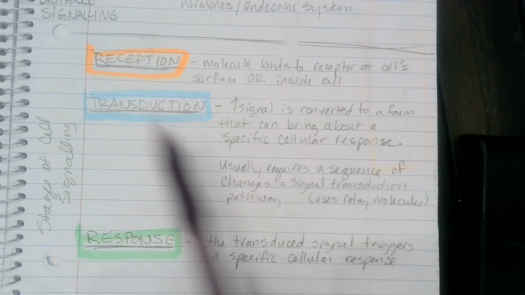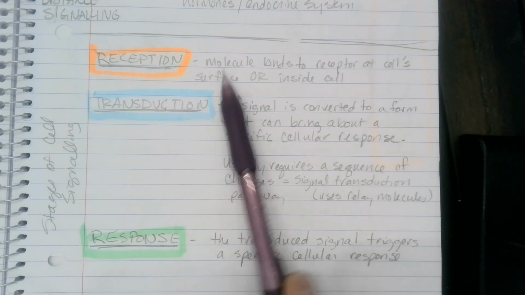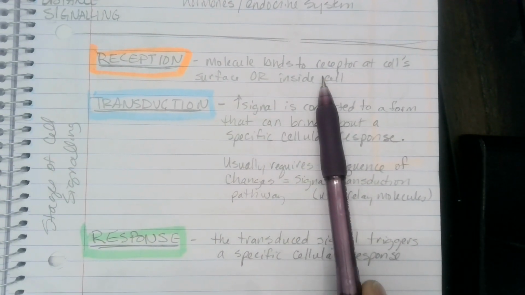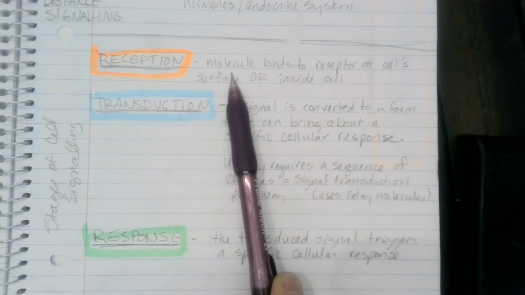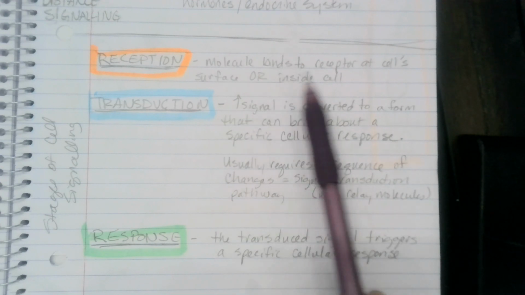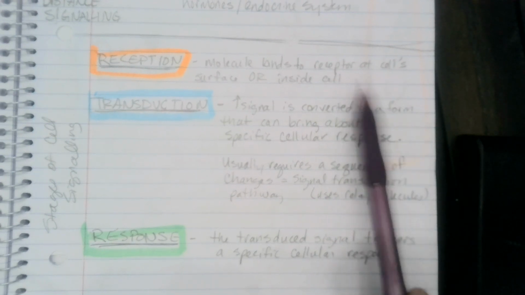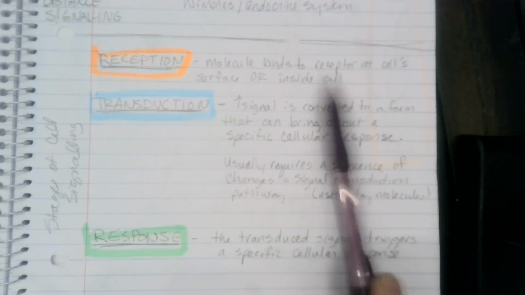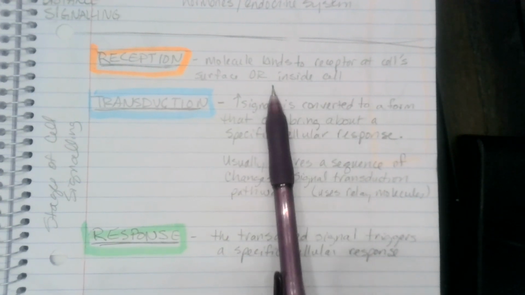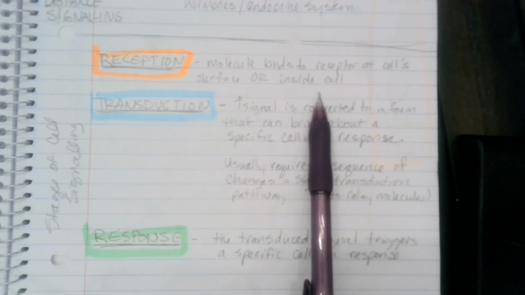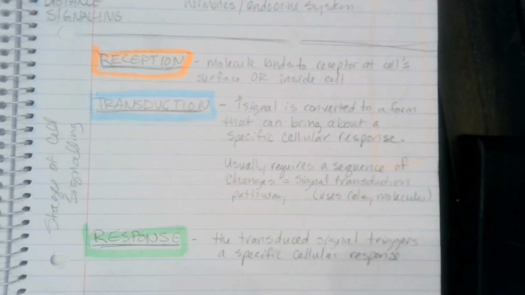In reception, a molecule binds to a receptor at the cell's surface or inside the cell. It depends on what kind of ligand it is. Some ligands are only going to be outside of the cell and have to bond to an embedded receptor. Some molecules are small, or they are hydrophobic, so they're able to move in between the phospholipid bilayer, and then reception occurs inside the cell. So they are ligands that make it inside the cell and bond to their receptor that's inside the cell.